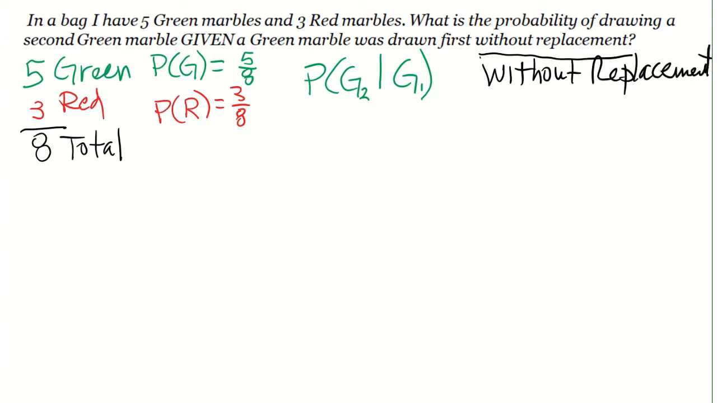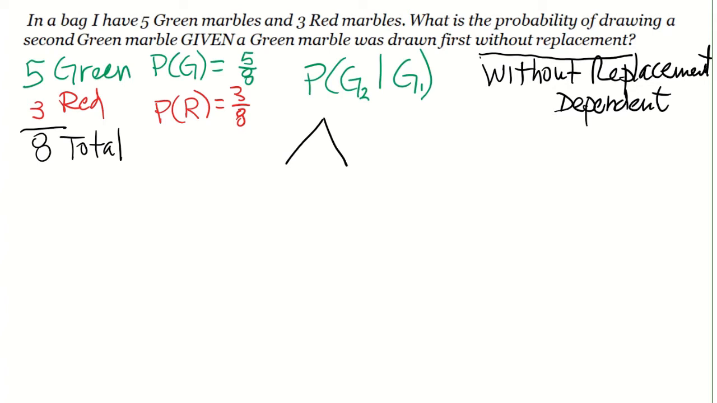And that tells us that after I draw my first marble, I'm going to leave that marble out, and my total number of outcomes is going to decrease by 1, and whatever color I drew, that is also going to decrease by 1. So let's use a tree diagram to help us solve this conditional probability.